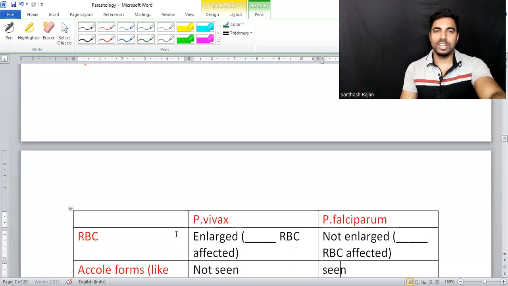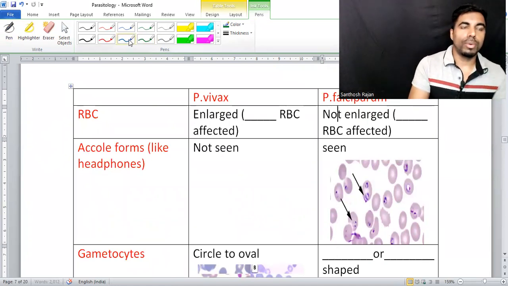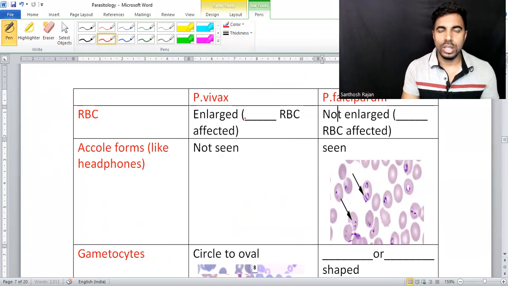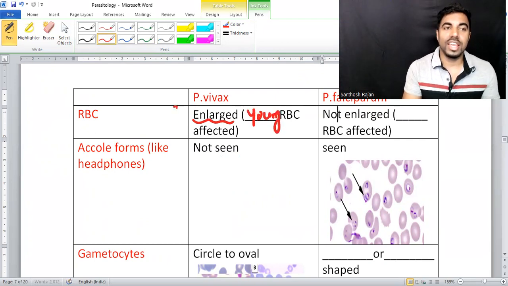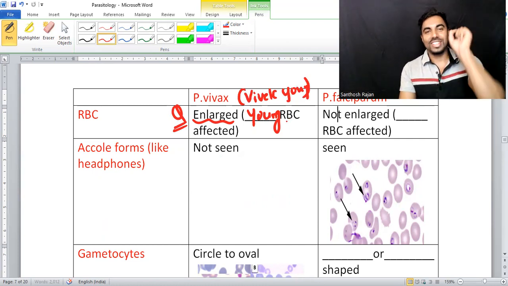Now, species identification. So in your smear, how to identify? These are some points you must know. In vivax, I told you, usually the RBC is enlarged. Ideally, the RBC is not enlarged, it is just because it's affecting the young RBCs. Vivax is young. If you remember, Vivax is young. That's why he has two girlfriends: Shapna and Duffy.